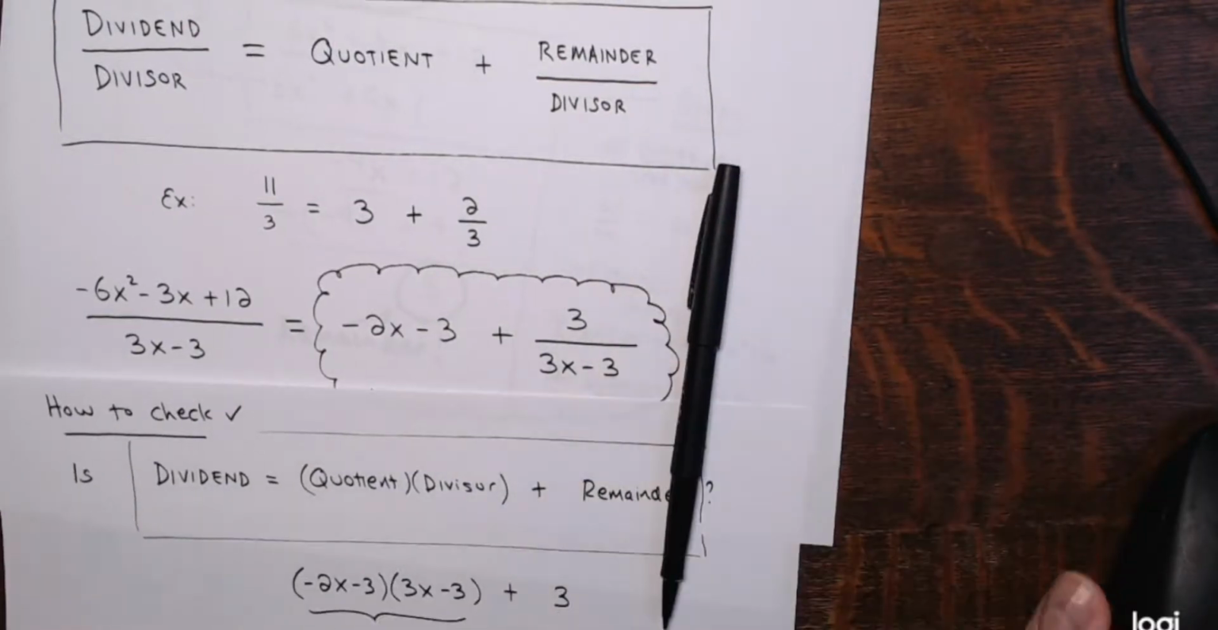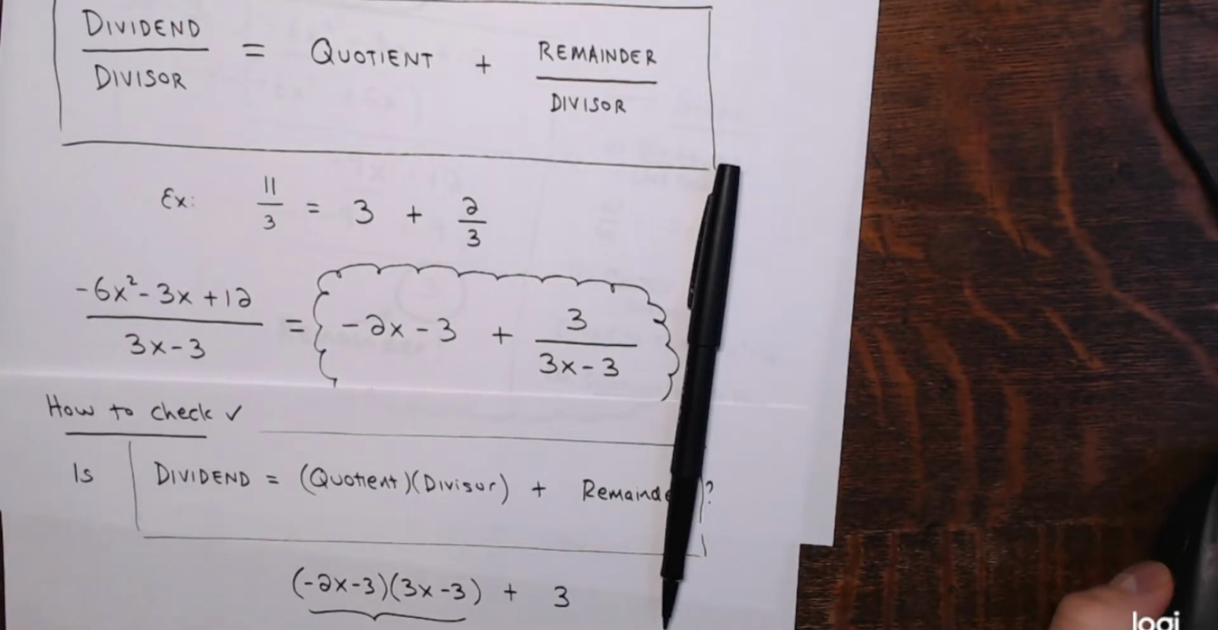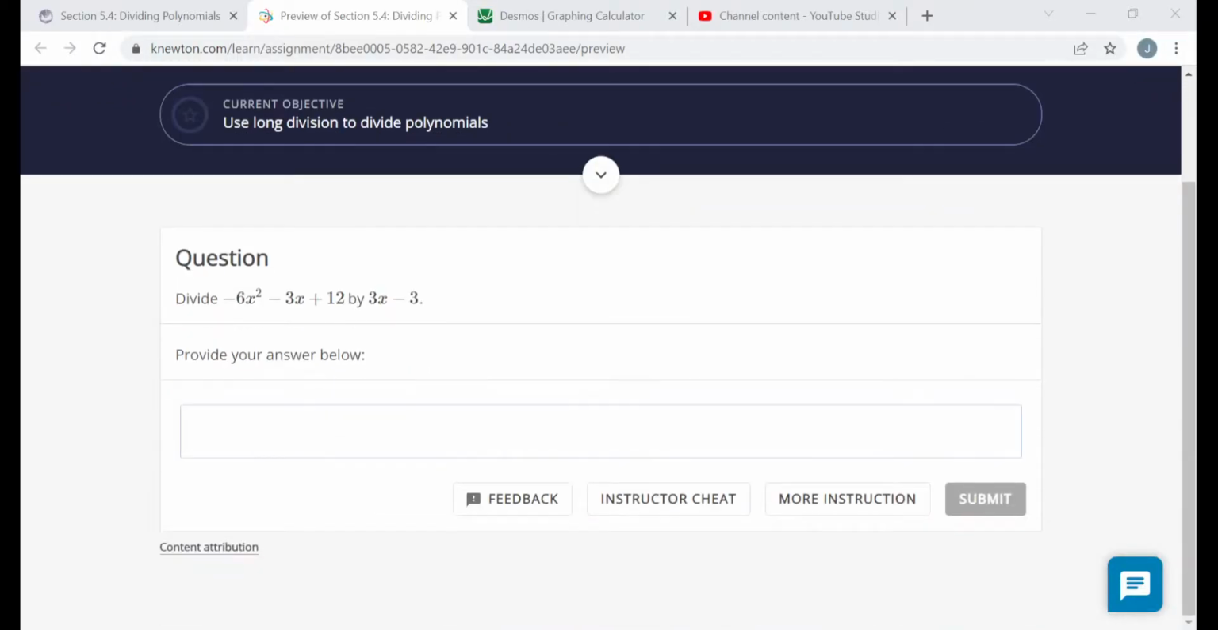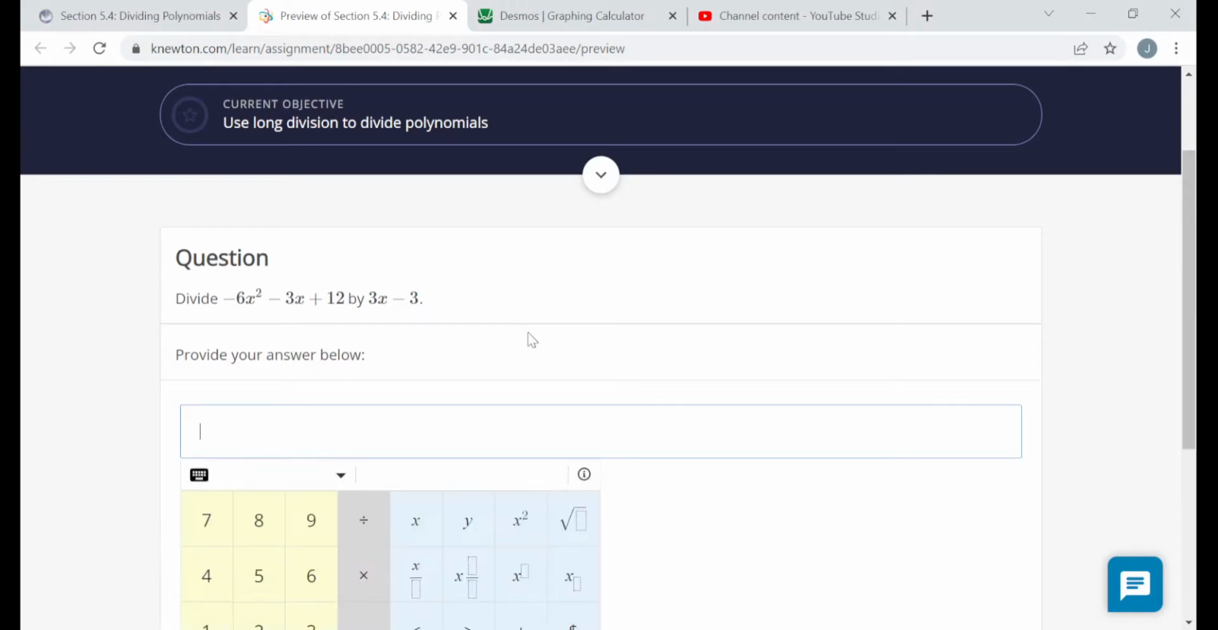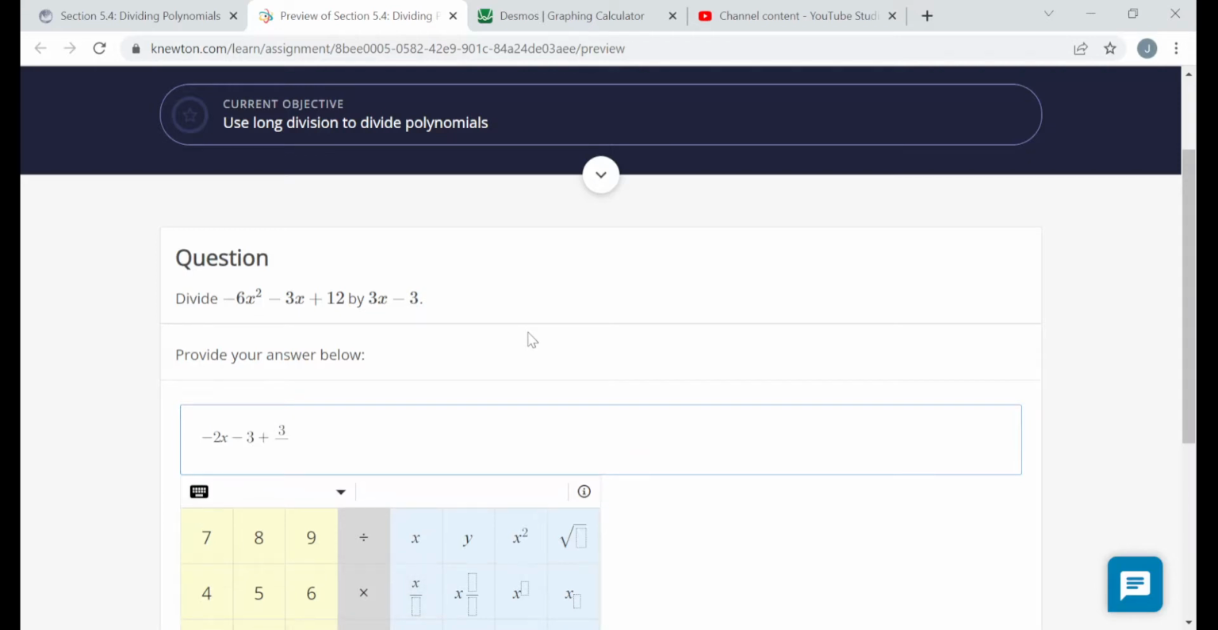A lot of stuff, but I'll be doing 4 of these, I believe. So you should be seeing plenty of examples. So the result here, again, the quotient was negative 2x minus 3, plus a fraction, remainder over divisor, 3 over 3x minus 3.